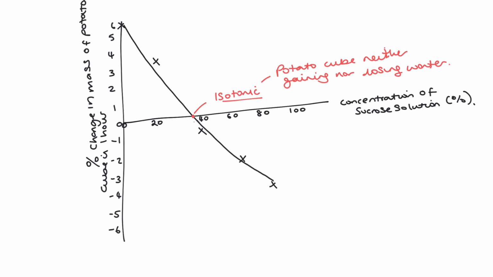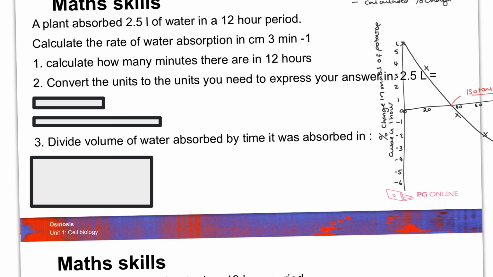So let's just have a go at a little maths question about this. Imagine you were trying to work out how much water that a plant or potato cube or whatever it was absorbing over a period of time. So let's imagine that a plant absorbed about 2.5 liters of water in a 12-hour period. Calculate the rate of water absorption in centimeters cubed per minute.